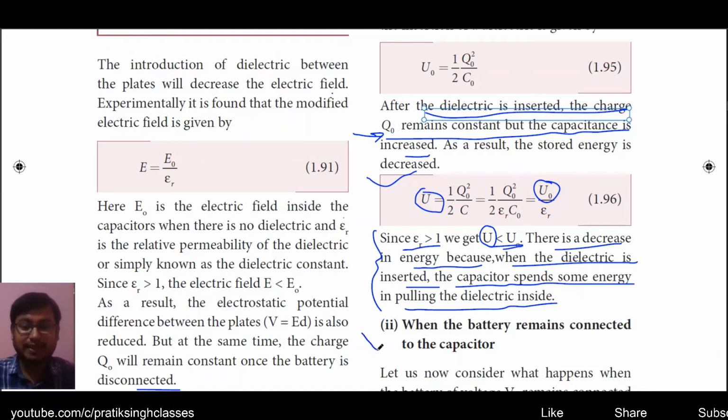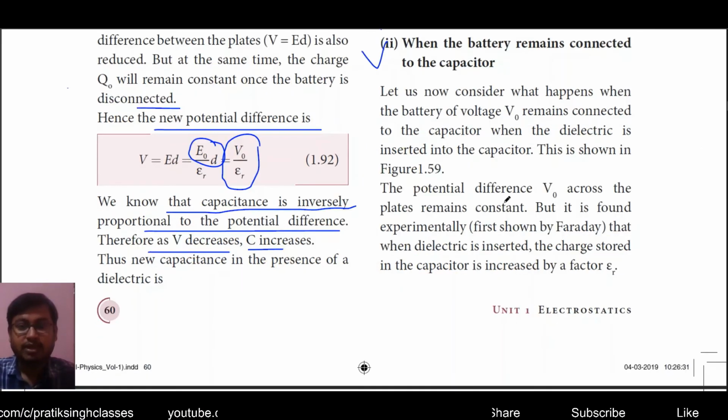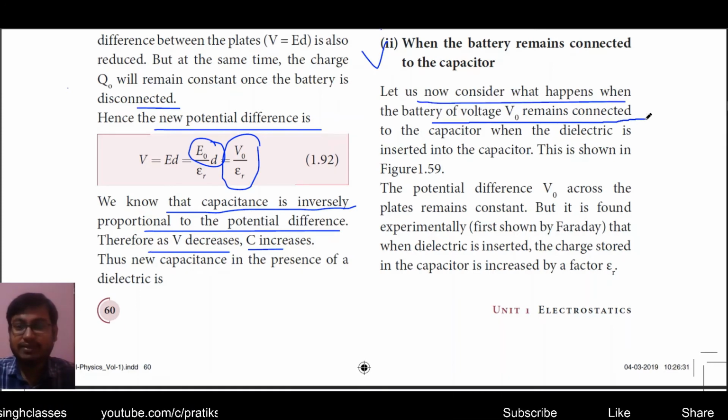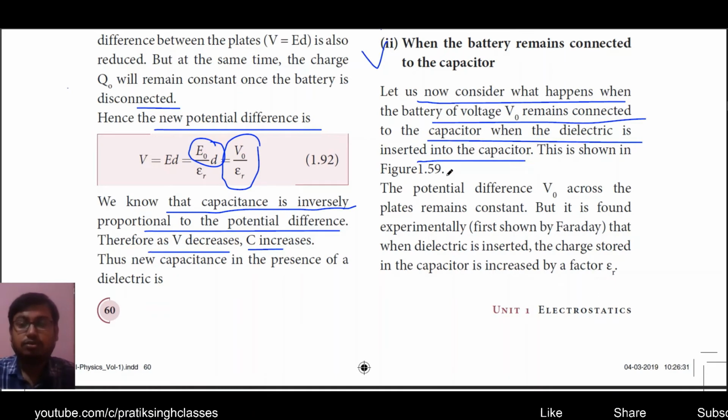Fine. Now coming to the second topic, that is when the battery remains connected and the capacitor is being inserted with the dielectric material. Let us now consider what happens when the battery of voltage V naught remains connected to the capacitor when the dielectric is inserted. It means that the battery is discharging. That means the battery is giving charge to the capacitor, and at the same time, without switching it off, dielectric material is being inserted in between the gaps of the capacitor plates, as given in figure 1.7, which we will see later.